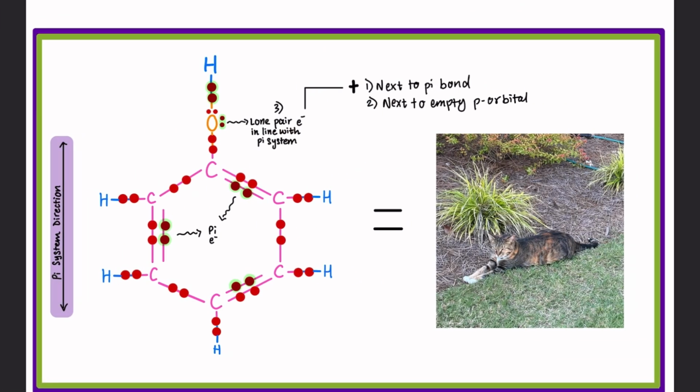Delocalized electrons, like pi electrons in double or triple bonds, and lone pair electrons that: 1, are next to a pi bond, 2, are next to an empty p orbital, and 3, are inline or parallel to the pi system, just like this lone pair that is vertical in comparison to the pi system direction that is also vertical. These are all likely to move or resonate from atom to atom. They are the outdoor cats who go out and explore.